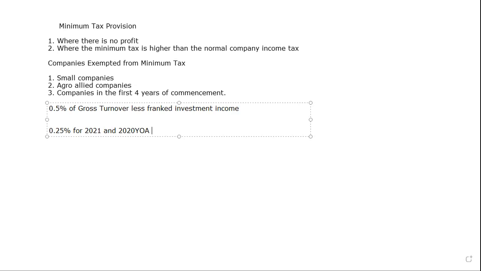Can you explain more on franked investment income? I was expecting somebody to ask me. Franked investment income is dividend received by a company after deducting withholding tax.